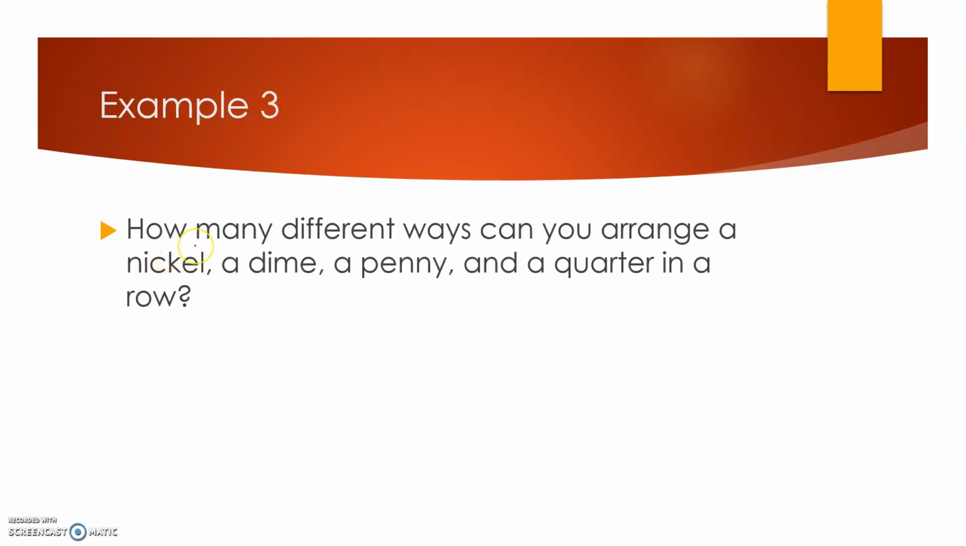So the question here is, how many different ways can you arrange a nickel, a dime, a penny, and a quarter in a row? We've got a nickel worth 5 cents, a dime worth 10, a penny worth 1, and a quarter worth 25. And they're wanting to know how many different ways can you line them up. And so there are 4 coins. So we're going to have 4 factorial. So 4 times 3 times 2 times 1, that's 24. All right, so there are 24 different ways that we can arrange a nickel, a dime, a penny, and a quarter. That seems a lot better than sitting there and trying to rearrange them.